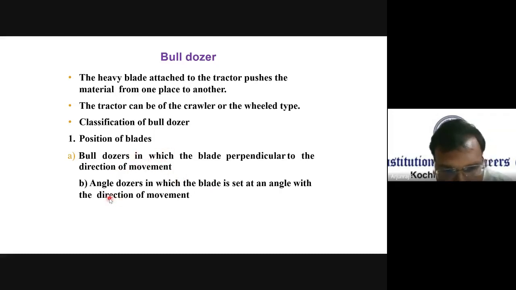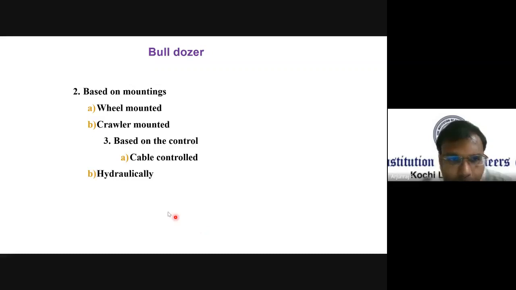Again, it is based on the angle at which the bulldozer is going to move against a particular material. Based on this, you can also classify the bulldozers. The next important classification is based on the mountings: one is wheel mounted and another is crawler mounted. It is also based on the control, how the bulldozer is controlled, whether it is cable controlled or hydraulically controlled.